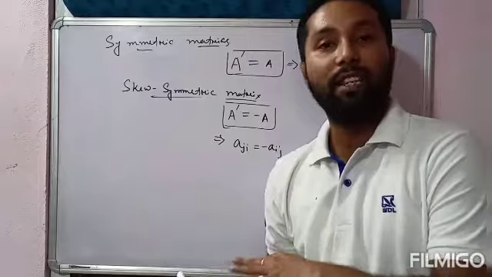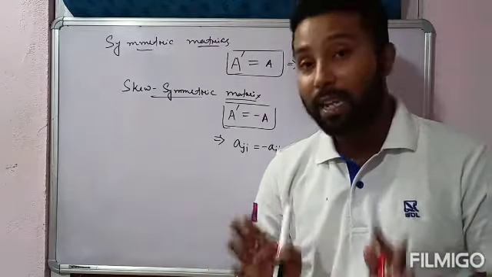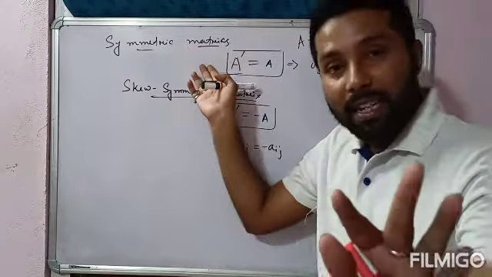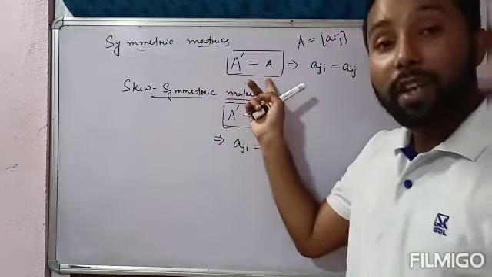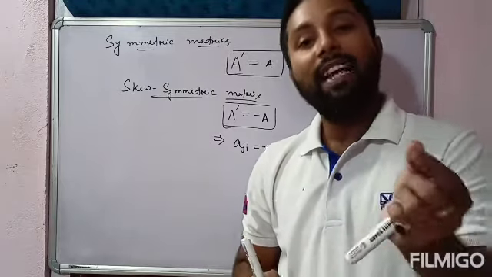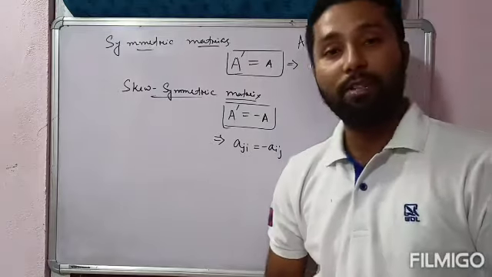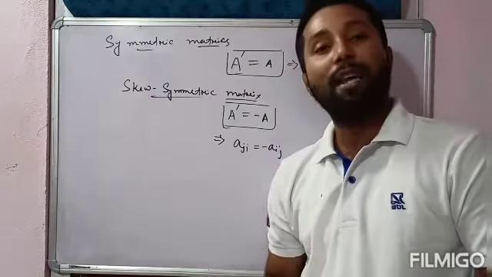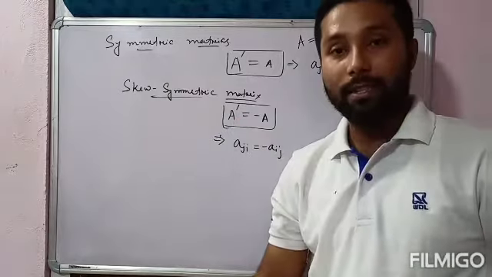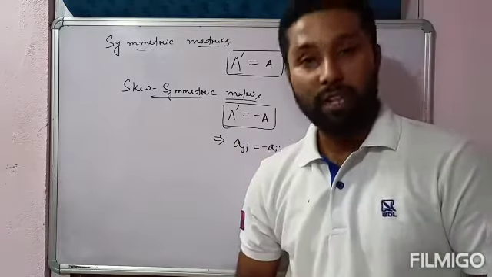Just as the definition of transpose has to be remembered properly, similarly the definitions of symmetric and skew symmetric matrix also have to be remembered. Once again I am repeating, in case of a symmetric matrix, what do we have to remember? A transpose equal to A, which means after interchanging row and column, you will get the same matrix. And if you get the same matrix, then only we can say that it is a symmetric matrix. And in case of a skew symmetric matrix, after interchanging row and column, we will get the same elements but with negative sign. Then only it is called a skew symmetric matrix.